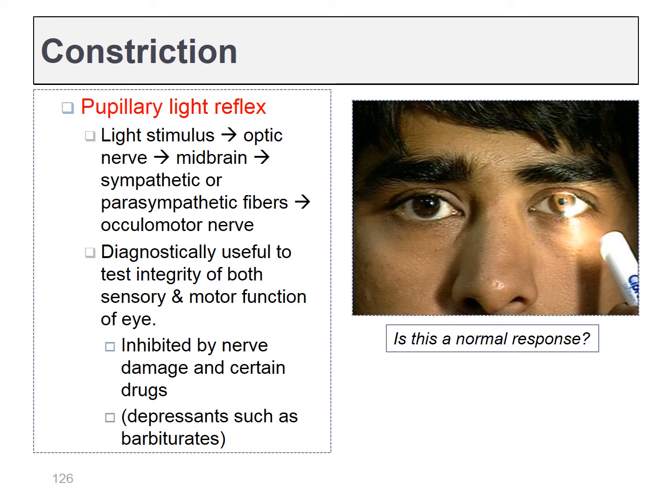We normally constrict the pupils to reduce the amount of light entering the eyes when we are in a bright light situation. On the other hand, when it's dark out, we will dilate the pupils to allow more light in, making it easier to see. Damage to the reflex that controls pupil diameter can be caused by damage to the brain or temporarily by drugs such as depressants.